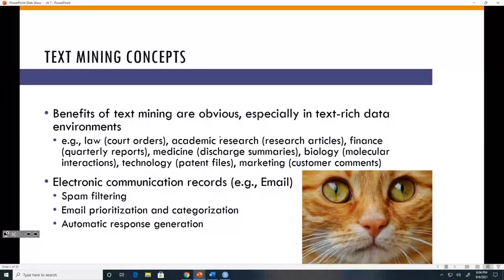Anyhow, so text mining is very useful as so much data is text. Probably 90% of the data we have out there is in text format. So it's especially heavily utilized to examine things like court documents, research articles from an academic standpoint, quarterly reports, discharge summaries from clinical decision support, molecular interactions, patent files, customer comments for Amazon, YouTube, all that kind of stuff. And then it's also used to create spam filters for email, prioritize emails and categorize them, and to generate automatic responses to emails. It's also in predictive text, when you're typing an email and it types for you, or on texting, and it autocorrects maybe. Not the best examples of the power of text mining, but that's getting there.